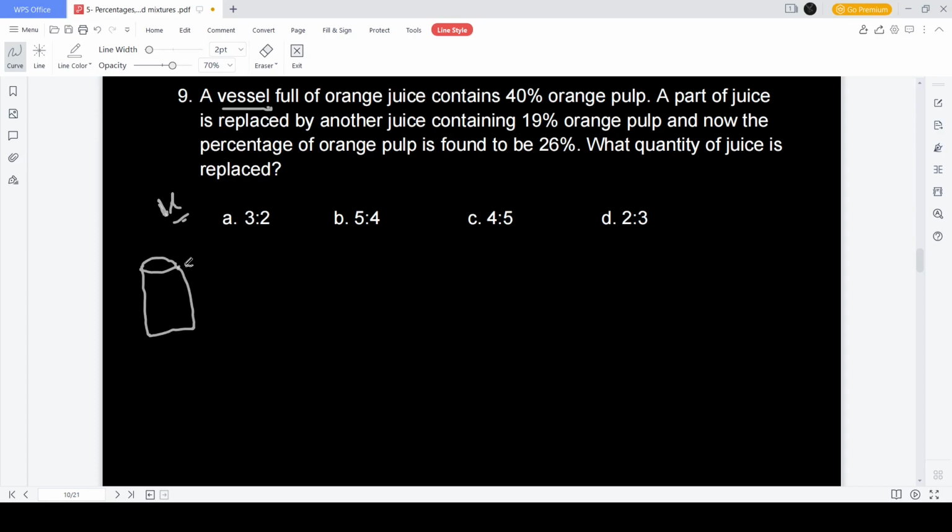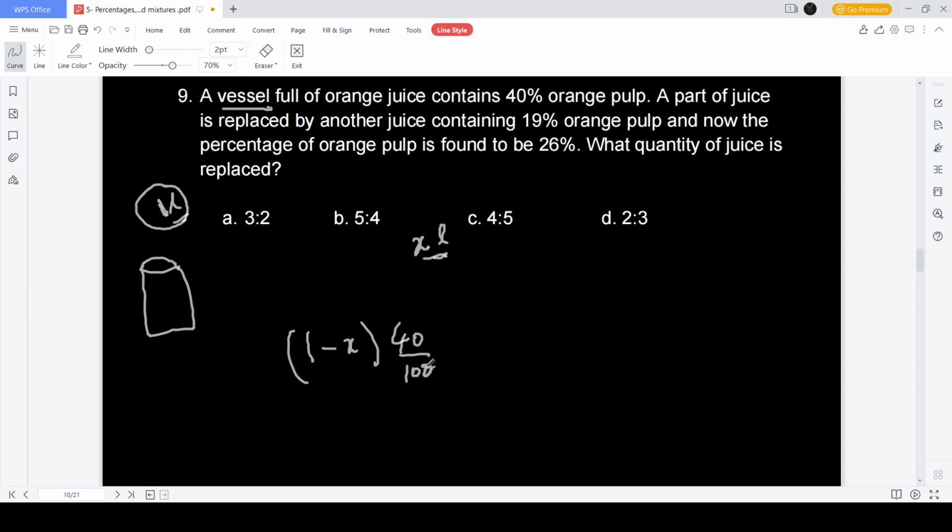So there's 1 liter of 40% orange pulp in the beginning in the vessel. Now we replace some part of it with 19% orange pulp. Let's assume that is x liters. It's definitely less than 1 because 1 liter is the total. Now let's calculate the resulting pulp. 1 minus x is the amount of 40% pulp juice left.